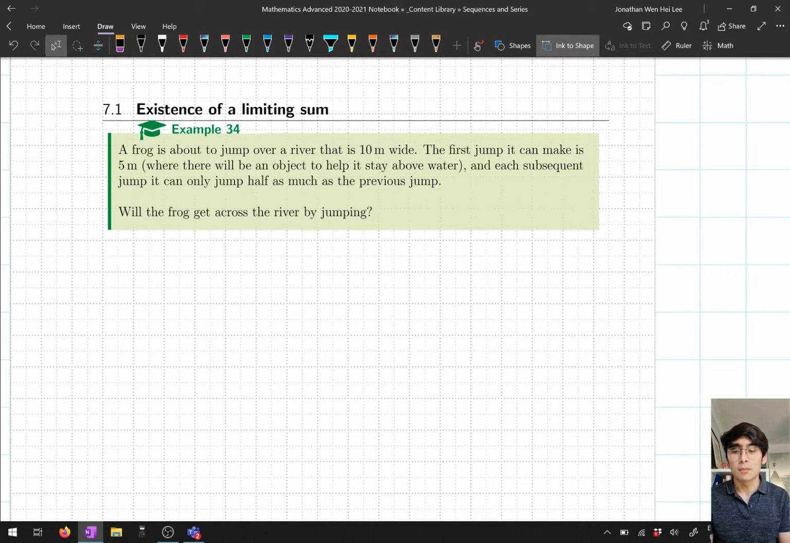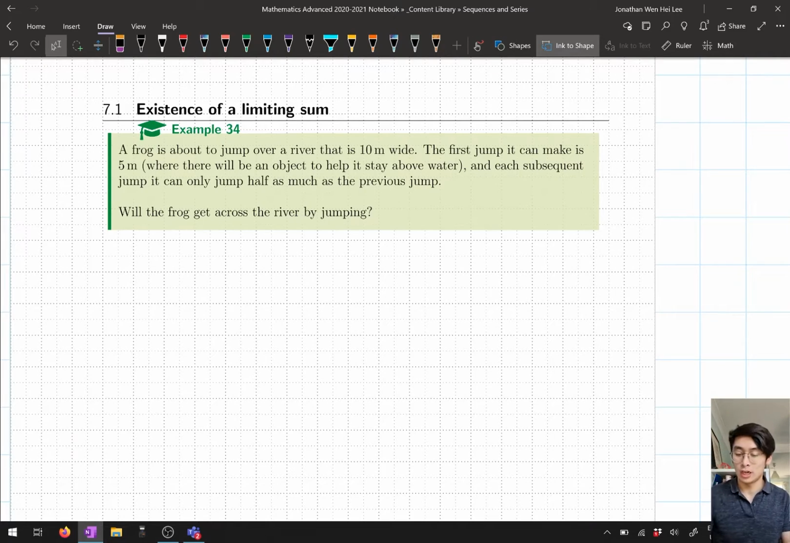A frog is about to jump over a river that is 10 meters wide. The first jump it can make is 5 meters, where there will be an object to help it stay above water, and each subsequent jump it can only jump half as much as the previous jump. Will the frog get across the river by jumping?